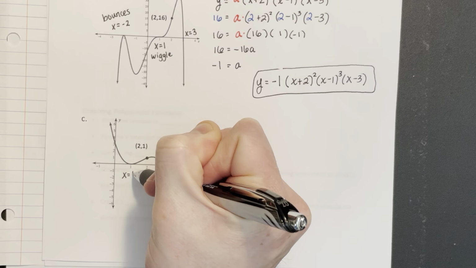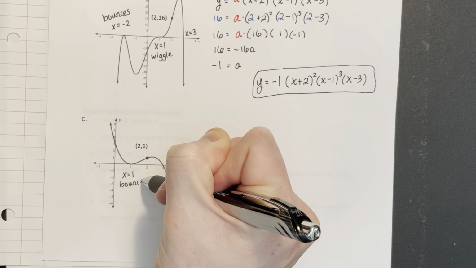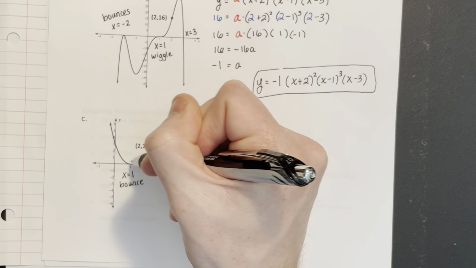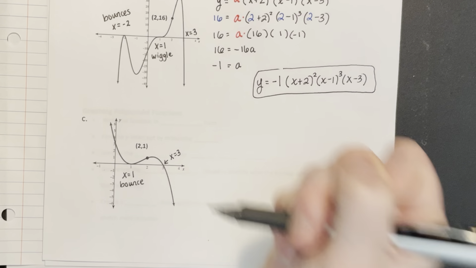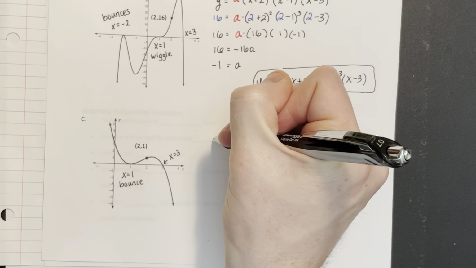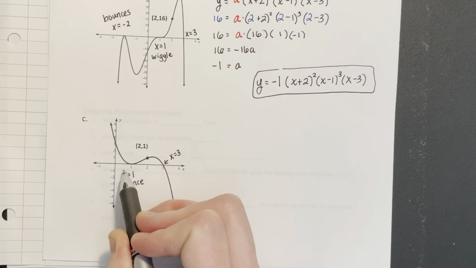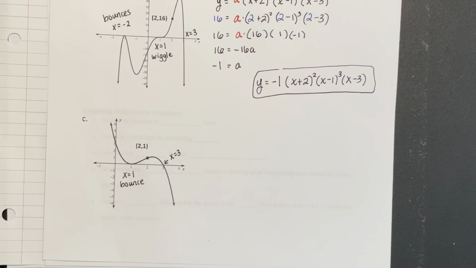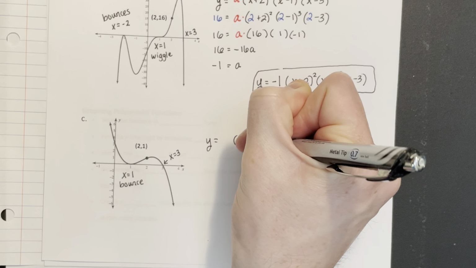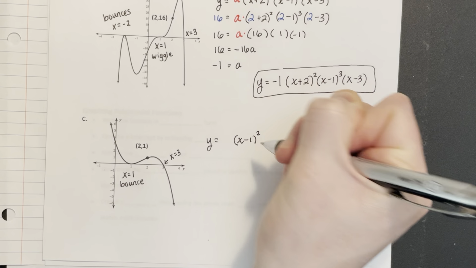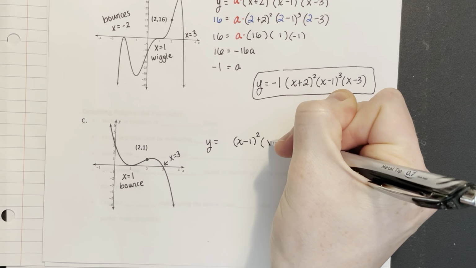So I've got x equals 1. That's bouncing off the x-axis. So that's a multiplicity of 2. Then we have another one at x equals 3. And it's going straight through it. So there are really only 2 x-intercepts to deal with. But this one's counting twice since it's a multiplicity of 2. I get x minus 1 squared for the factor from this x-intercept, and a factor of x minus 3.